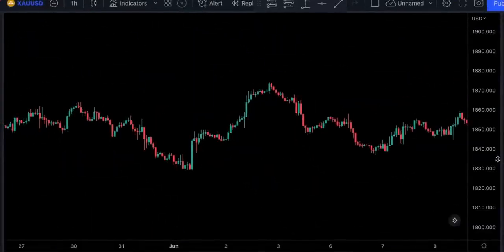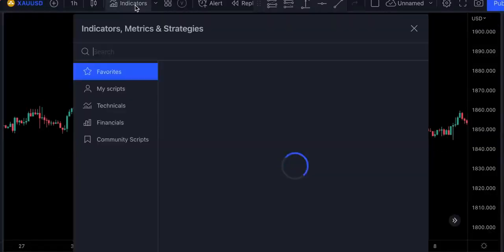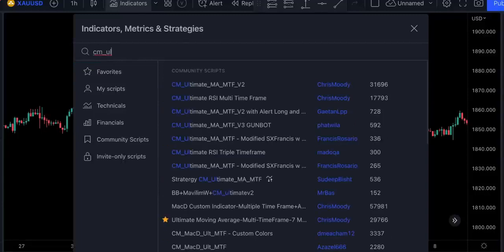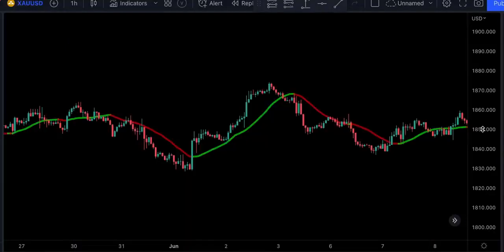Okay, so on the 5th place we've got an indicator called CM Ultimate MA Multi-Time Frame Indicator by Chris Moody. Let's go ahead and add it to our chart. This indicator right here, that's got over 31,000 saves. Don't forget to add it to your favorites. So this is basically a colored moving average that changes its color depending on the direction of the price.